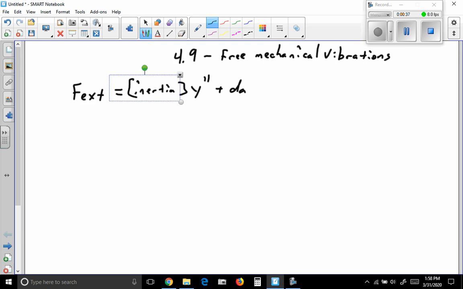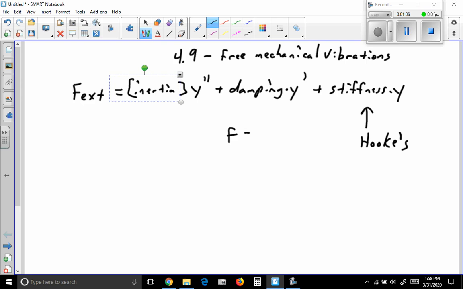plus the damping times the first derivative plus the stiffness of the spring times the stretch. This part is essentially Hooke's law, that the farther you stretch a spring, as y gets bigger, the force in the spring is larger. Damping, remember, if that's position, the derivative is velocity. So B times V, that's the force due to air resistance or some resistant force. And then the second derivative of position is acceleration, so this is mass and acceleration.